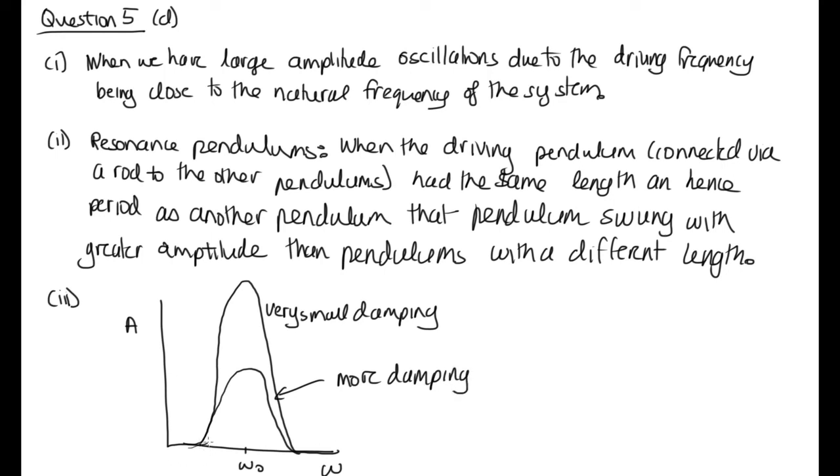Then we could draw another one if we wanted. Here, this is lots of damping. So the damping decreases the amplitude of the resonances. And that's the end of the exam paper.